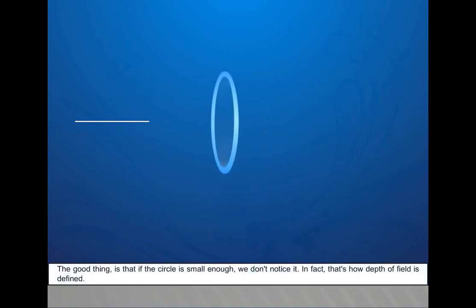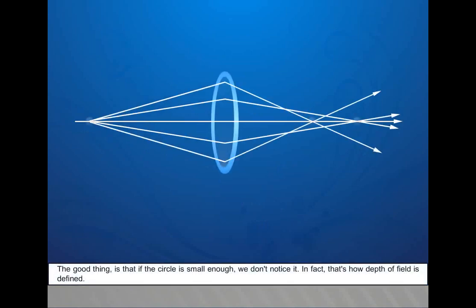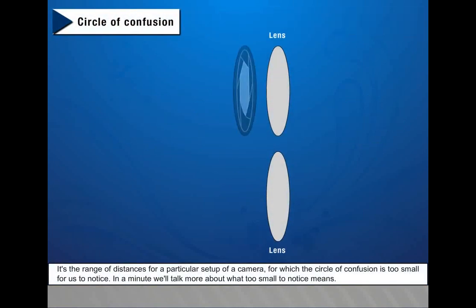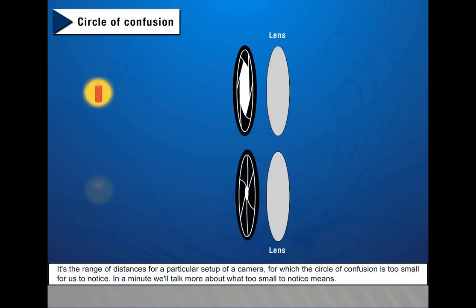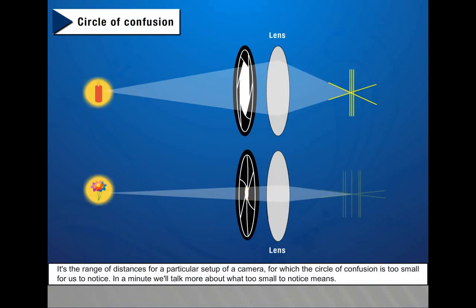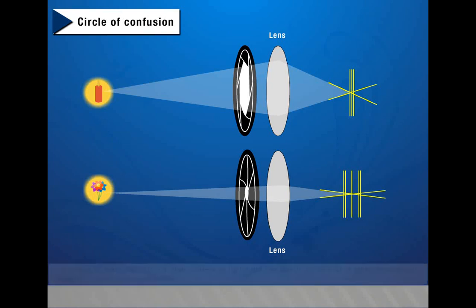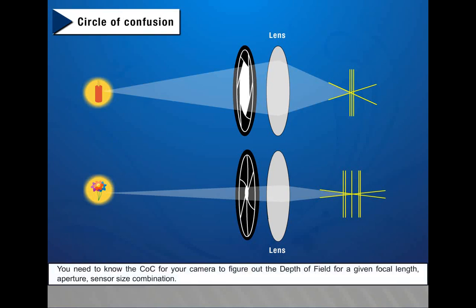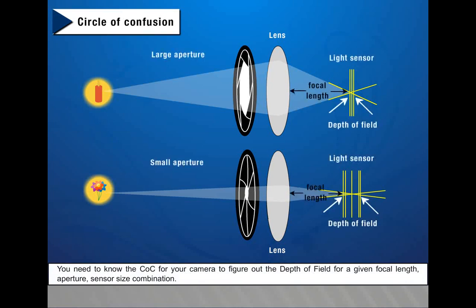The good thing is that if the circle is small enough, we don't notice it. In fact, that's how depth of field is defined. It's the range of distances for a particular setup of a camera for which the circle of confusion is too small for us to notice. In a minute, we will talk more about what too small to notice means. You need to know the COC for your camera to figure out the depth of field for a given focal length, aperture, sensor size combination.